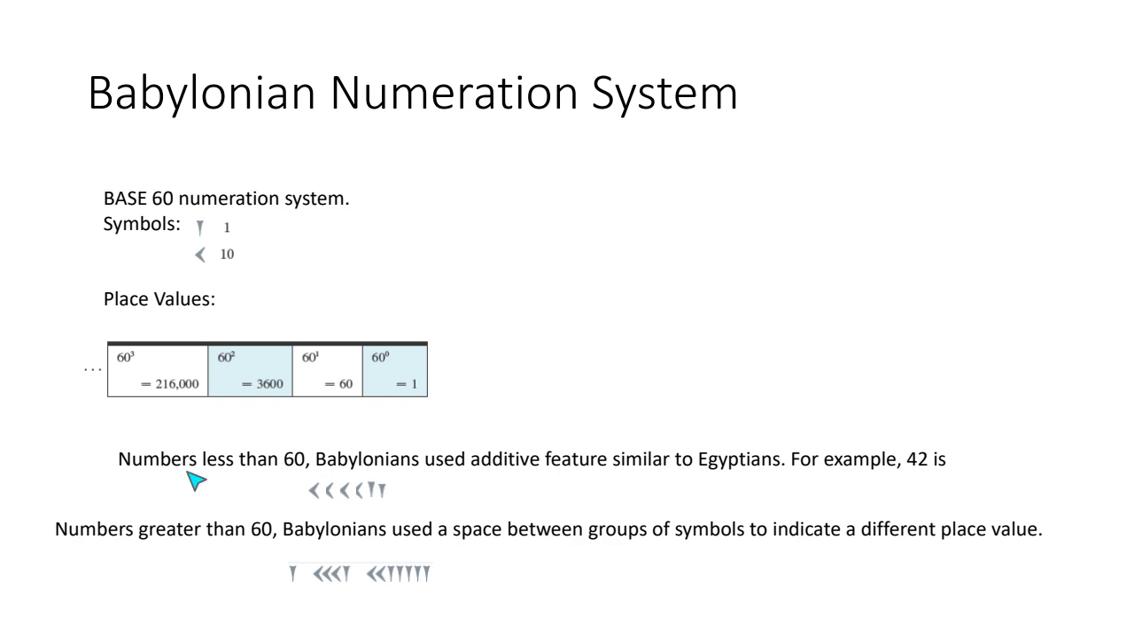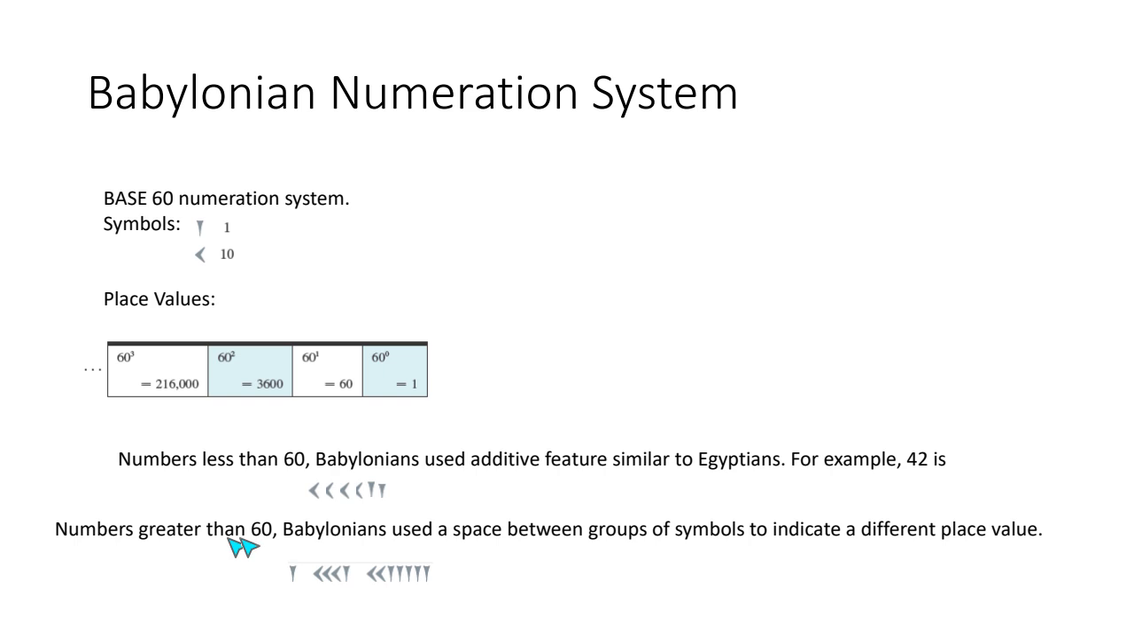So for any numbers that are less than 60, the Babylonians were similar to the Egyptians in that 42 would be written as 4 arrows and 2 of these triangles. Each arrow represents 10, so that's 10, 20, 30, 40. And then these represent 1, so 1 and 2, which gives you 42.